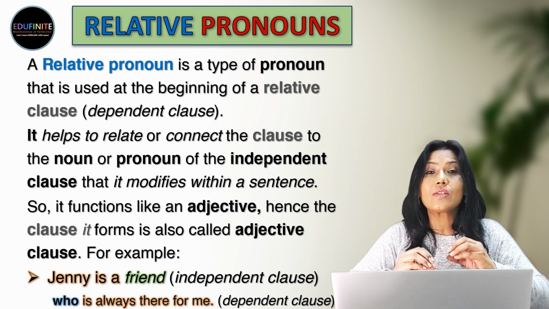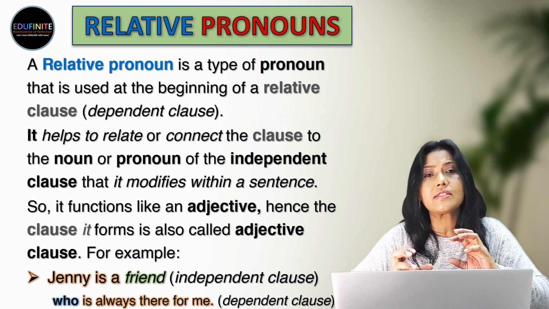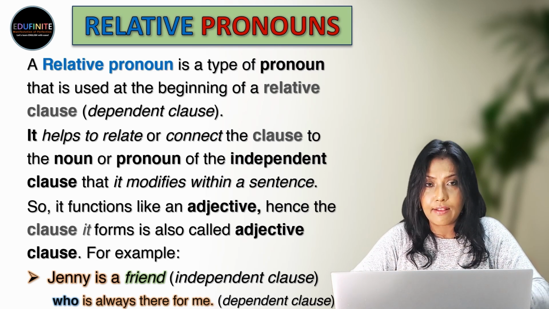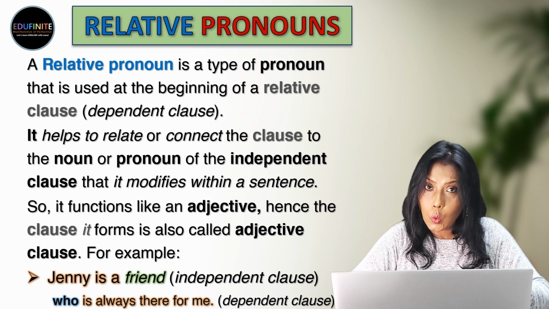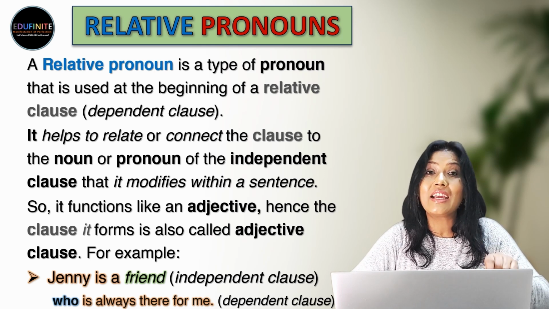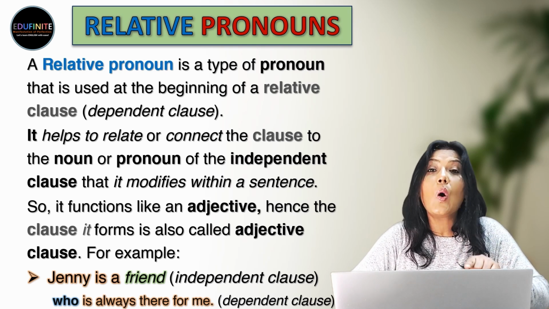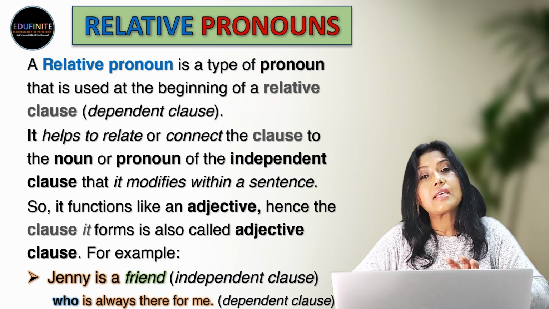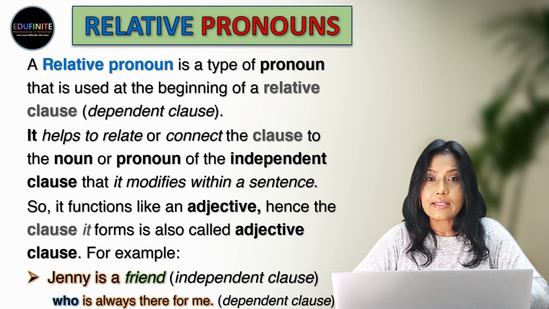So, who is always there for me is the dependent clause, because it does not make sense by itself. And this clause is headed by the relative pronoun who, and that is telling us more about the noun friend. Jenny is a friend. What type of friend? Who is always there for me. So this is how a relative pronoun works. Now, let's learn a little bit more about them.